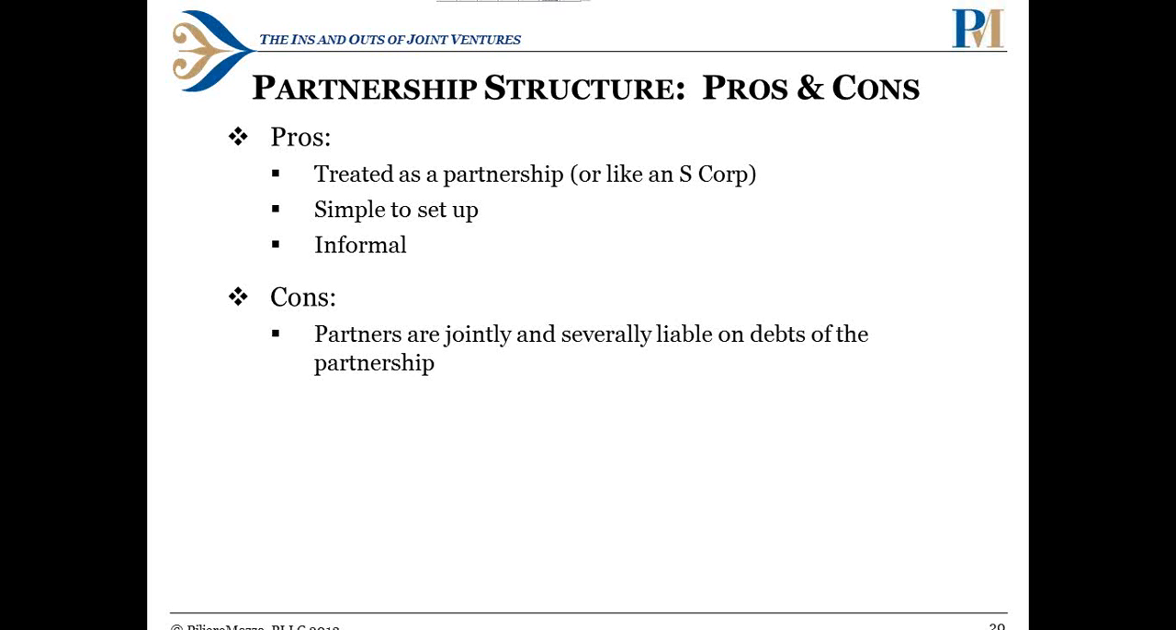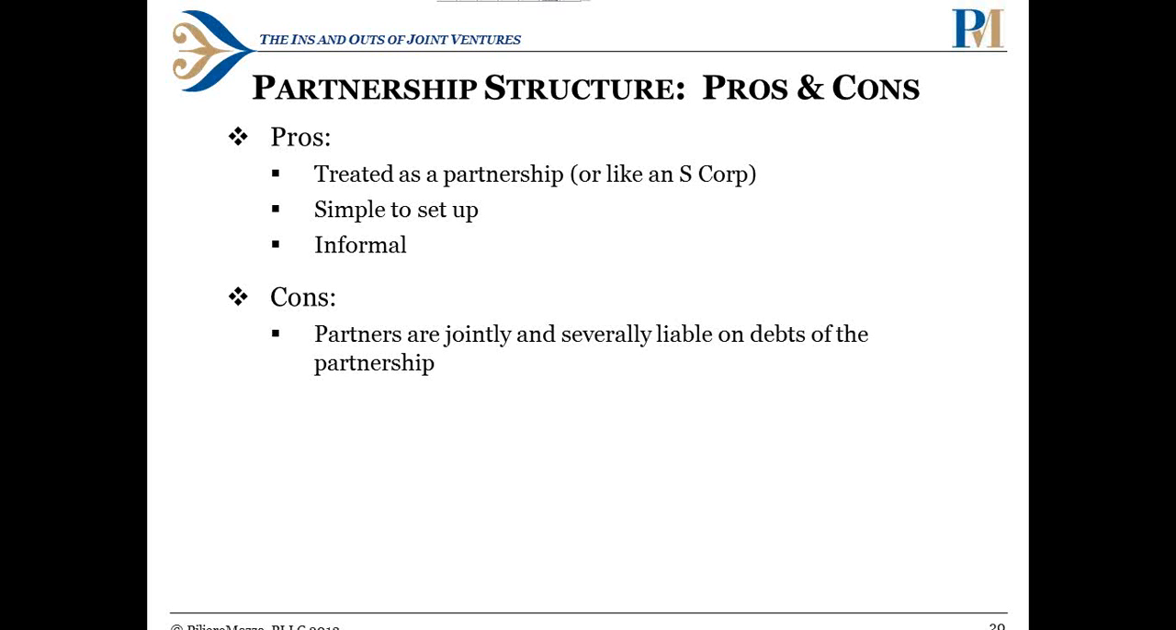So switching from LLC to partnership. The pros are, again, same tax status as an LLC. It's considered to be a pass-through entity, so you will pay taxes at your own company level. These are simple to set up. You need a joint venture agreement rather than an operating agreement, but we like to include a lot of the same terms in that agreement. And so it's viewed as more informal. It's maybe informal, maybe not. It depends upon how that joint venture agreement is written.